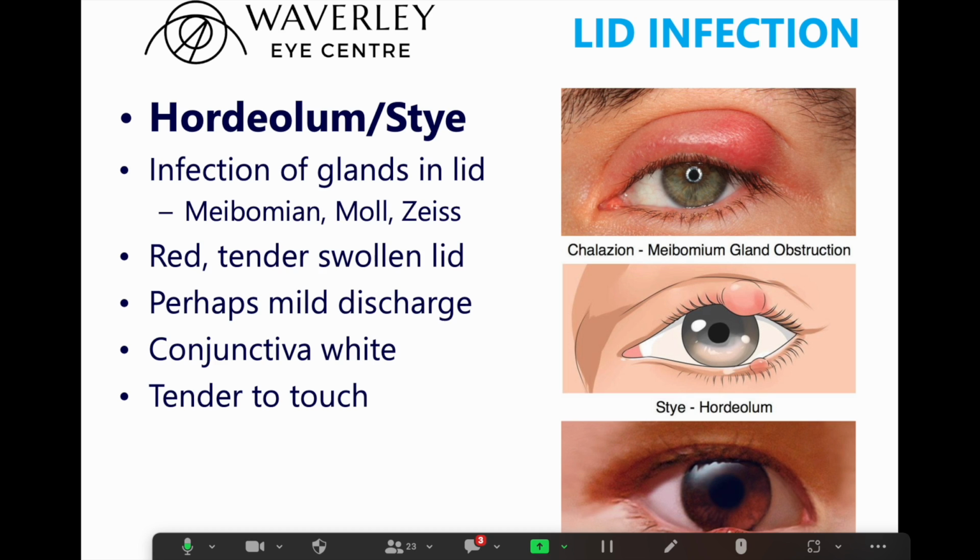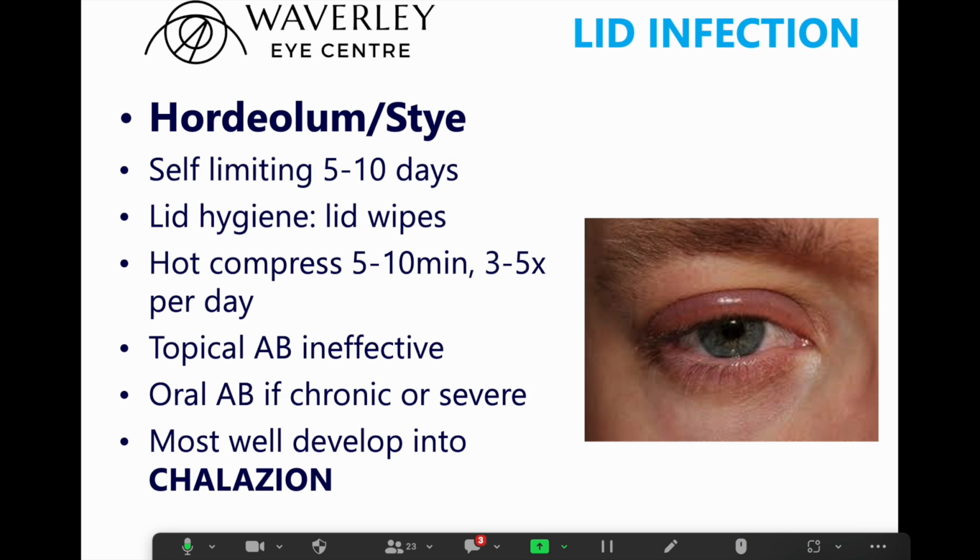Basically, you get a red swollen lid. They might have discharge, usually not. The conjunctiva is going to look pretty clear and white, and it's going to be very tender to the touch. So how are we going to deal with these? These are self-limiting. Again, the body's really good at fighting these off. 5 to 10 days.